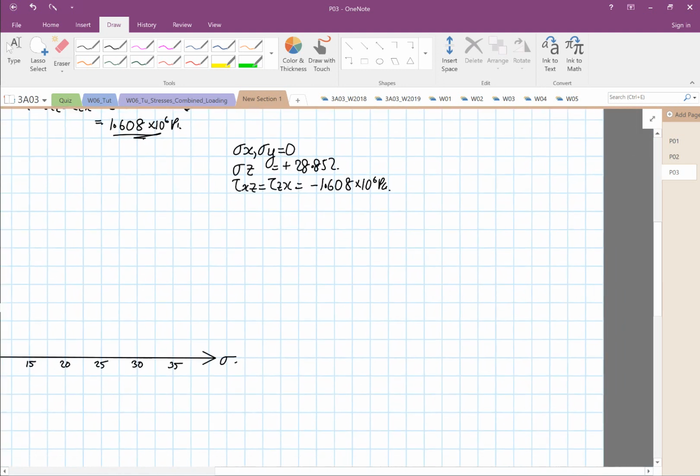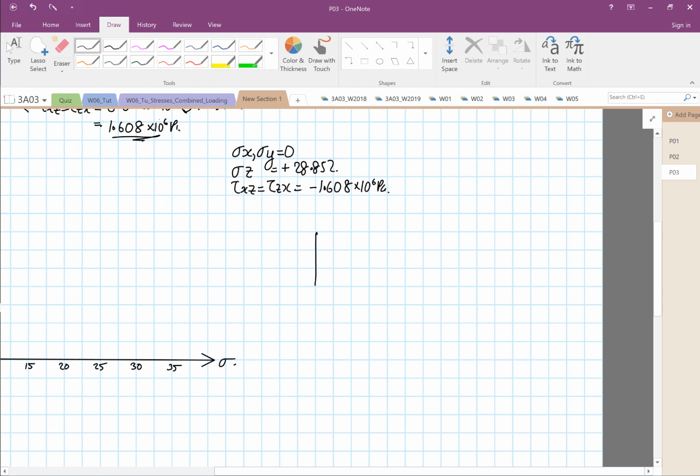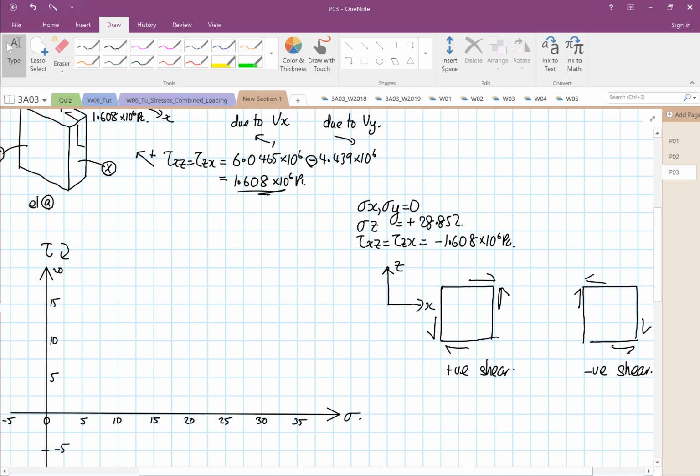So what do I mean by negative shear? If this is our element in 2D, I'm going to call this my X and Z plane, positive shear, the arrow will behave this way. So positive shear, and then negative shear will be in the opposite direction. So this is what we call negative shear. That's why the arrow is going that way, which is this configuration over here. That's why it's negative.